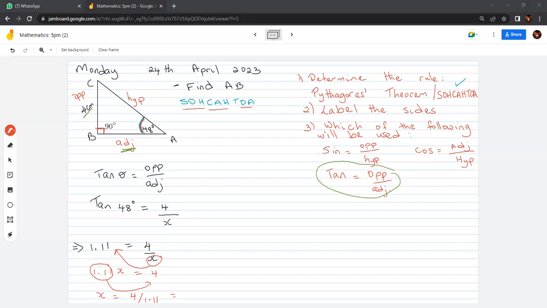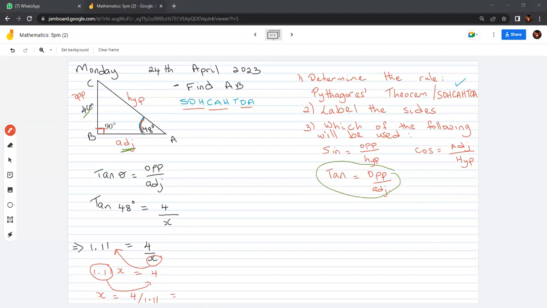Just a second. I think my calculator is in read. One second. Let me just double check my calculator. All right, no, it's actually correct.